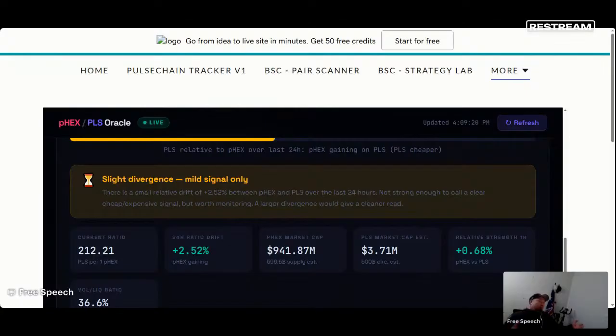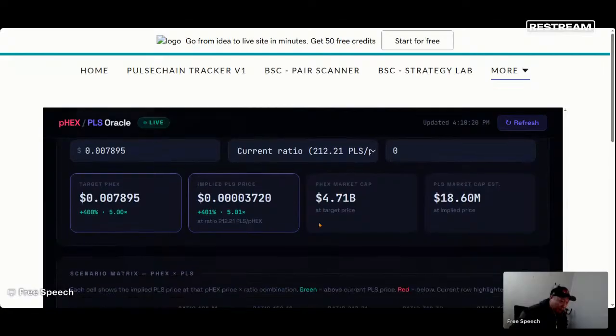Hopefully the pump continues. Hopefully we get to some interesting prices. And if and when we do, I'll be glad that I foresaw how much we could get to.